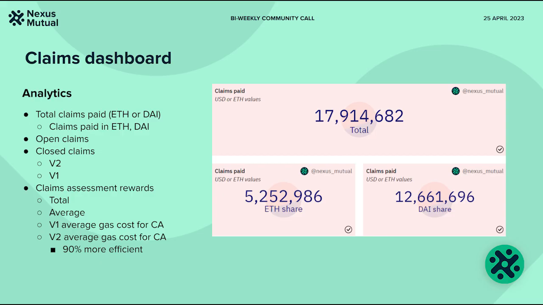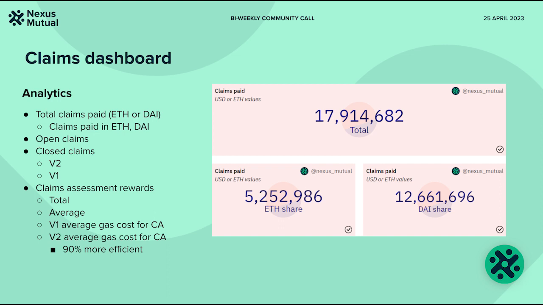Since we've had our last call, the claims dashboard has launched. And this is a really nice breakdown of claims in V2 and V1. There is a breakdown of total claims paid in ETH and DAI. You can look and see what the breakdown is across ETH and DAI, with it looking like about 2/3 of claims being paid out in DAI and 1/3 being paid out in ETH.